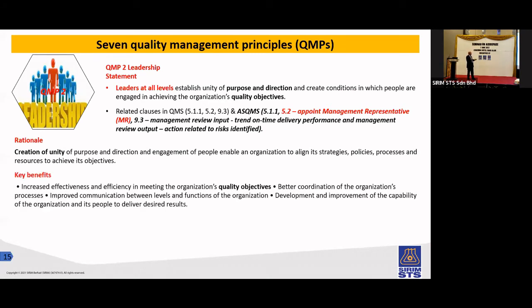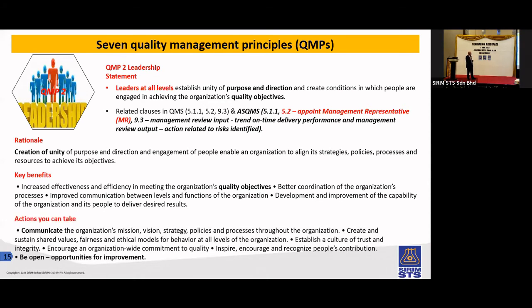And key benefit, of course, you must meet the quality objective of the company, coordinate the processes, improve communication, and develop improvement capability. And the action is communication, very, very important. Communication of the mission, vision, strategy, direction, and also the top management must be open. It must be open to opportunity for improvement. So top management must support us in case of issues, in case of NCR, they work together with us to solve the problem. Not to give the problem, to solve the problem. Because problem is opportunity for improvement.